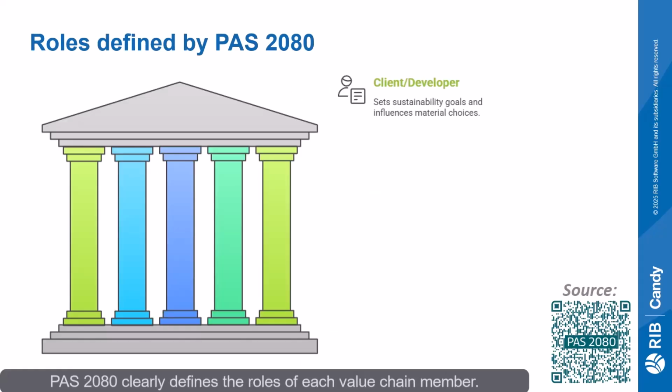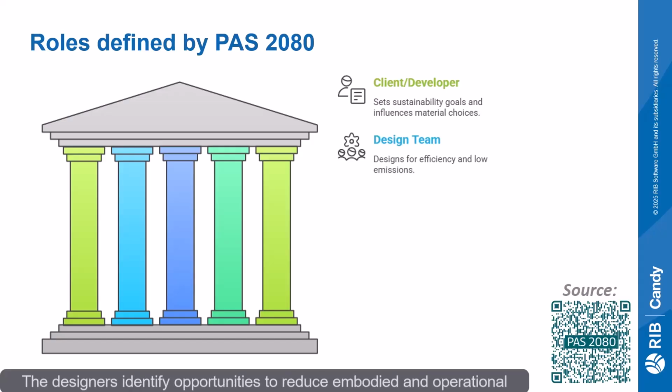PAS 2080 clearly defines the roles of each value chain member. The asset owners or clients must set carbon ambitions, lead governance, and ensure carbon is embedded in procurement and delivery. The project managers and supervisors must coordinate efforts, verify compliance, and ensure carbon targets are met. The designers identify opportunities to reduce embodied and operational carbon through smart design choices.